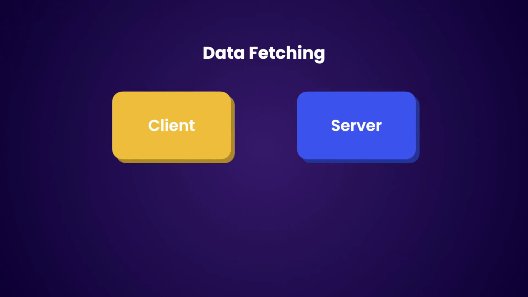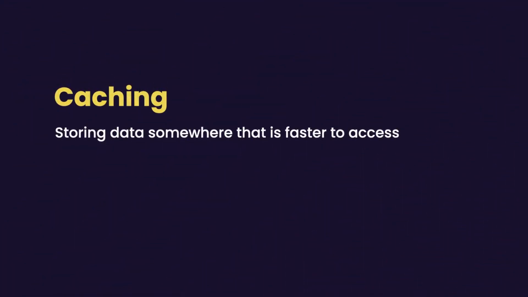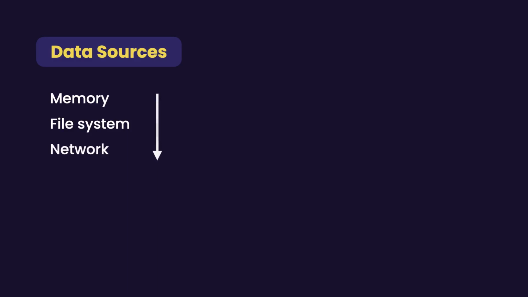Fetching in server components has an extra benefit, and that is caching. What is caching? Well, the idea of caching is to store data somewhere that is faster to access. Basically, there are three places where we can get the data from. We can get it from the memory, from the file system, or from the network. Now, as we go down this list, getting data becomes slower. For example, getting data from the network is always slower than getting it from the file system.